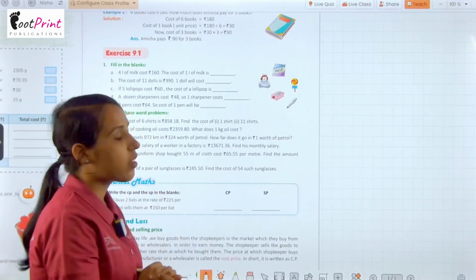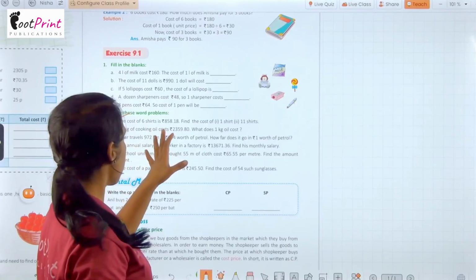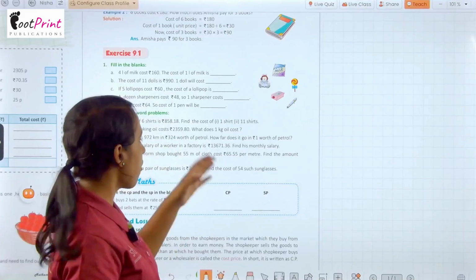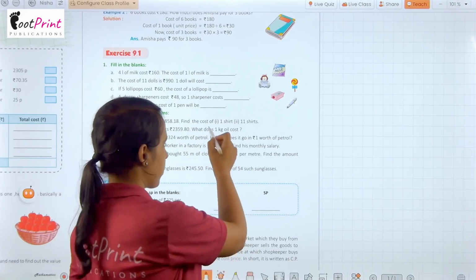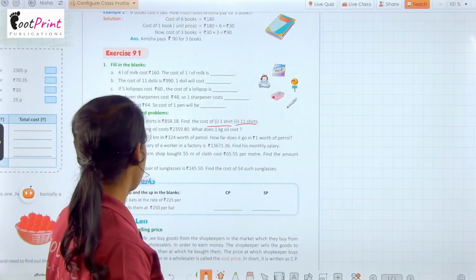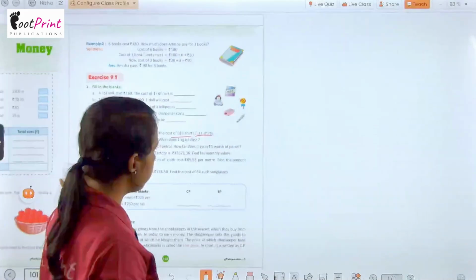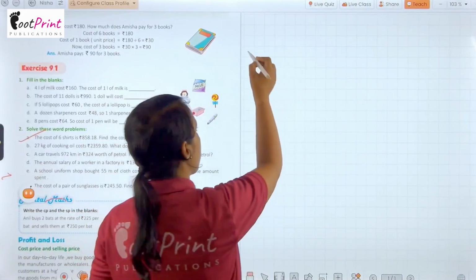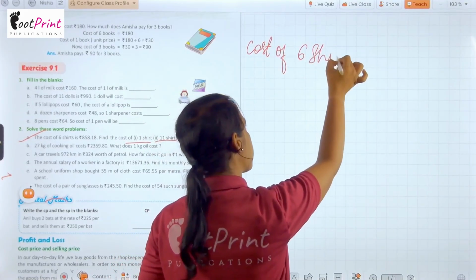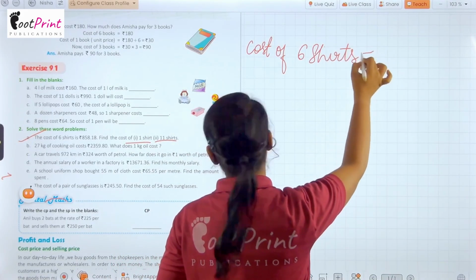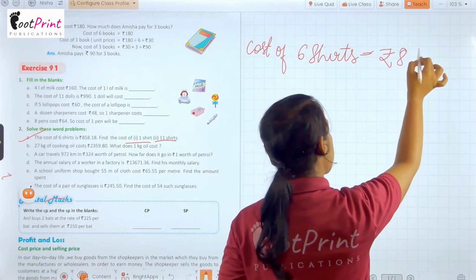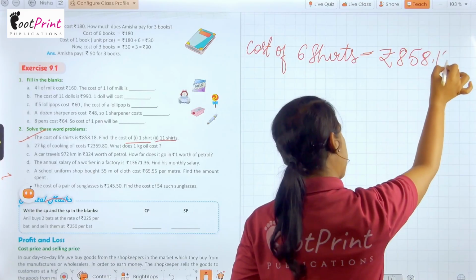The cost of 6 shirts is 858 rupees 18 paise, and we have to find out the cost of one shirt, and the second one is 11 shirts. So how do we find it? Let's see here. First we write the cost of 6 shirts. So the cost of 6 shirts is 858 rupees 18 paise.